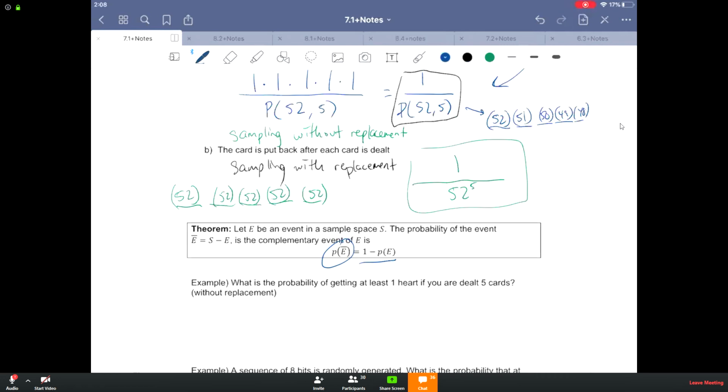Okay, so if we look at this example, what's the probability of getting at least 1 heart if you are dealt 5 cards? I don't know if we've talked about the at least part, but at least 1. I know we did the password one. You guys remember what the complement of at least 1 was? Yeah, none. So the complement of at least 1 is none.